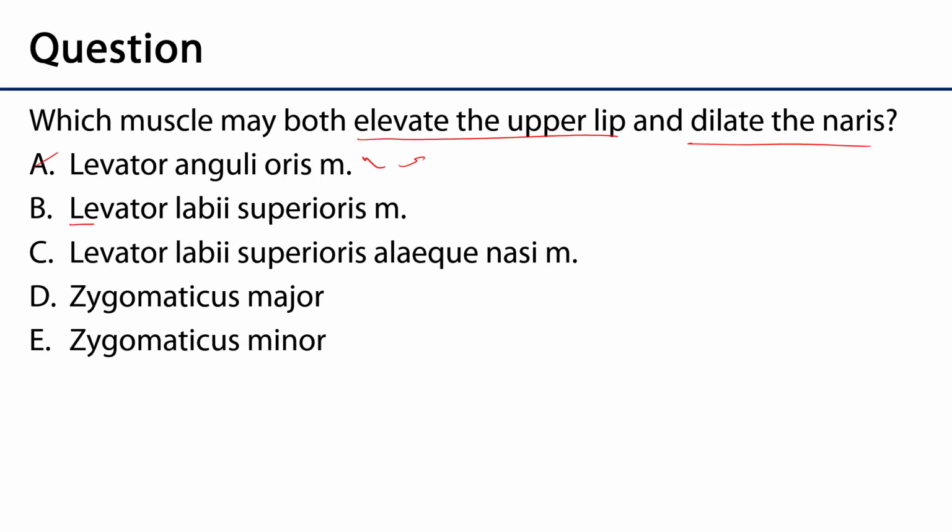So levator labii superioris. That definitely elevates the upper lip, but it doesn't touch the nares. Levator labii superioris alaeque nasi. Yeah, we've got it. Zygomaticus major and minor are both smile muscles, so they're pulling the modiolus superolaterally. They're not the correct answer. So the muscle with the longest name, levator labii superioris alaeque nasi, is the correct answer. Thank you very much for your time.